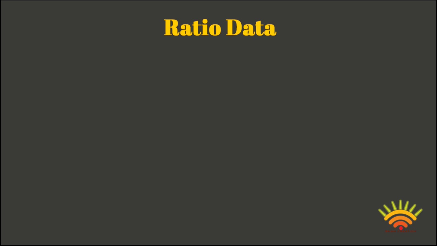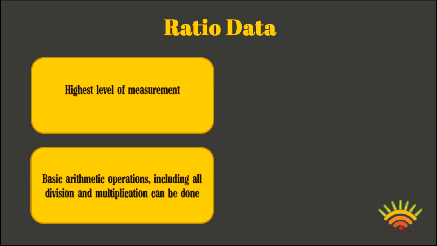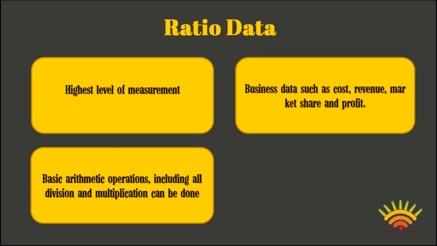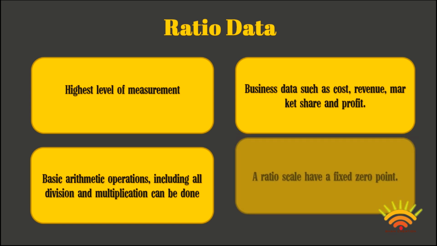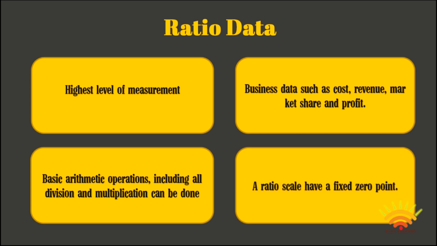Ratio data. Ratio data is the highest level of measurement. All basic arithmetic operations, including division and multiplication, can be done. The difference between interval data and ratio data is that here the 0 takes the real value. In the interval data, the researcher gives the value to the 0, but here the 0 takes the real value. For example, what is your salary? If the answer is 0, that means 0, no salary. For example, this ratio data includes business data such as cost, revenue, market share and profit.